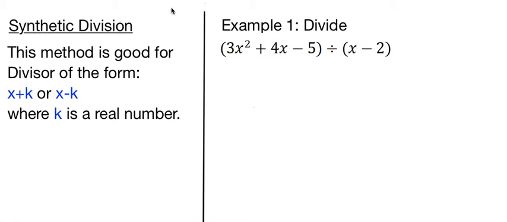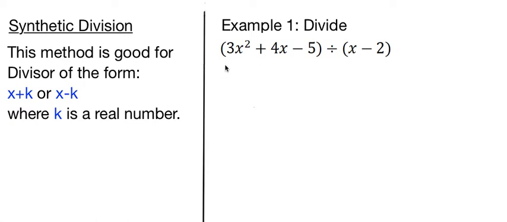Let's explain this method via this example 1. Suppose they ask you to divide 3x squared plus 4x minus 5 by this divisor x minus 2, which is of the form x minus something, right? So which means that we can apply this method.